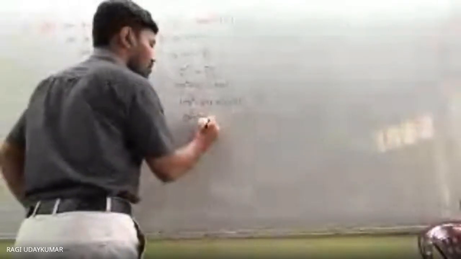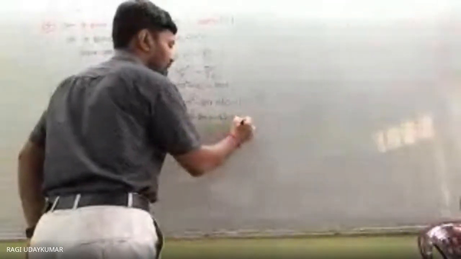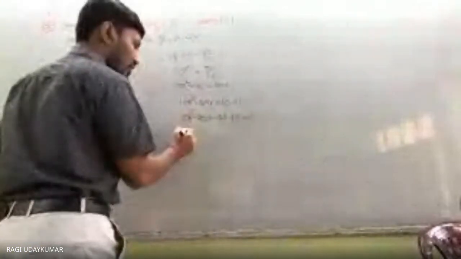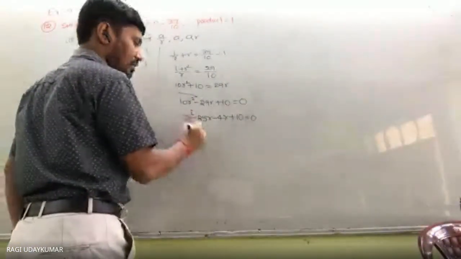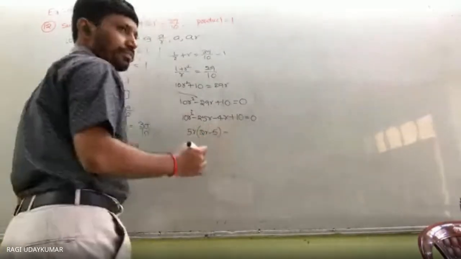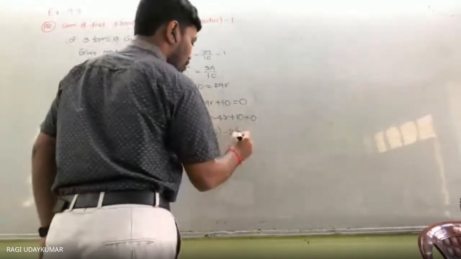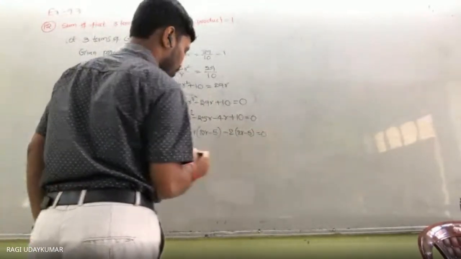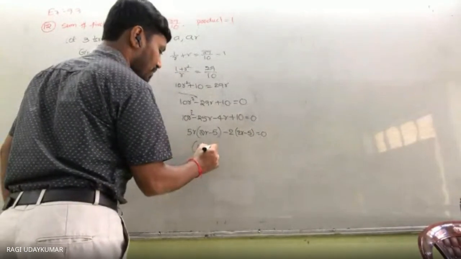10 into 10 is 100. For the factorization of 29, 25 and 4 should be taken, since 25 into 4 is 100. So 10 R square minus 25 R minus 4 R plus 10 is equal to 0. From this, take 5R common: 5R into 2R minus 5, minus 2 common, 2R minus 5 is equal to 0. So (2R minus 5)(5R minus 2) is equal to 0. So R is equal to 5 by 2 or 2 by 5.